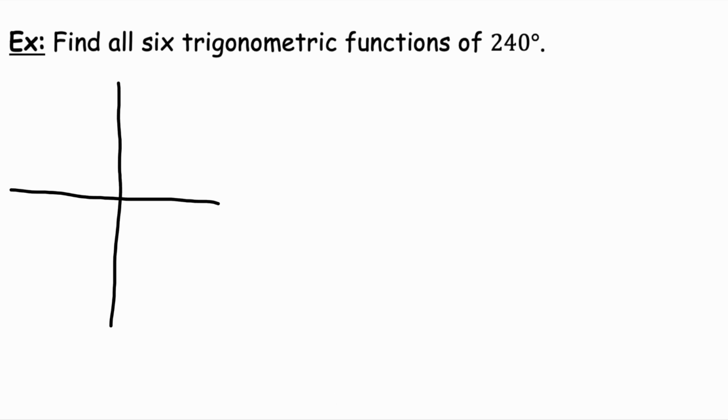So 240 degrees is over here. We have 0, 90, 180, and 270, so it's between 180 and 270. And then we subtract 240 minus 180 to get the reference angle of 60 degrees. Adjacent of 60 is 1, but because it's going to the left, it's negative 1. Opposite is square root of 3, but because it's down, it's negative square root of 3. And the hypotenuse is 2.